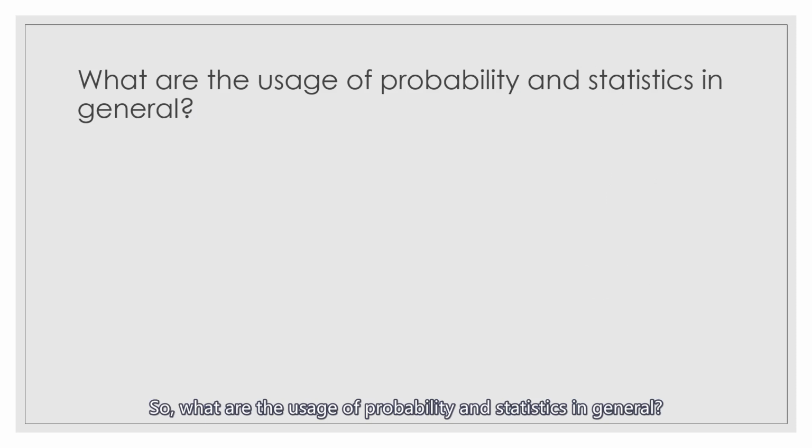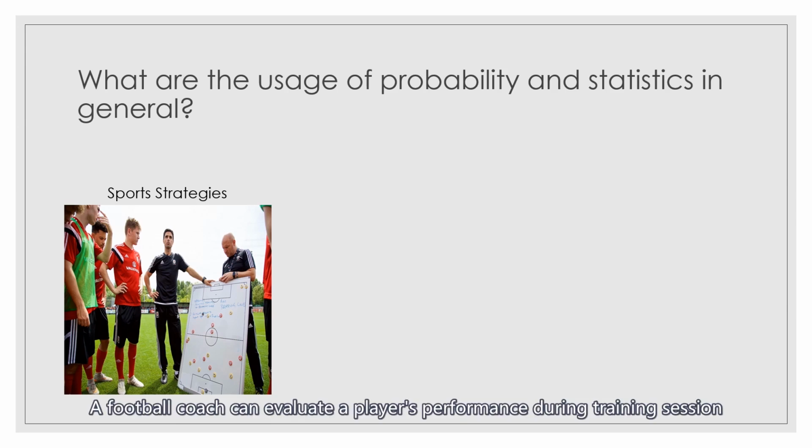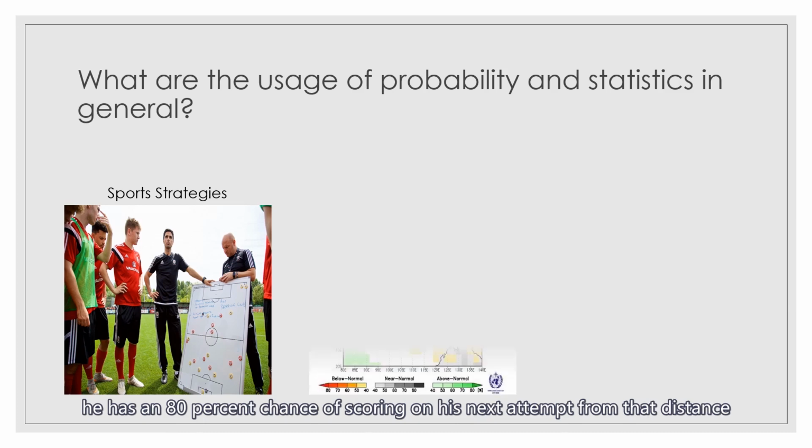So, what are the usages of probability and statistics in general? Sport strategies. Sport coaches use probability to determine the best strategies for competitions. A football coach can evaluate a player's performance during a training session. If a player makes 8 out of 10 goal attempts from the penalty box, he has an 80% chance of scoring on his next attempt from that distance.